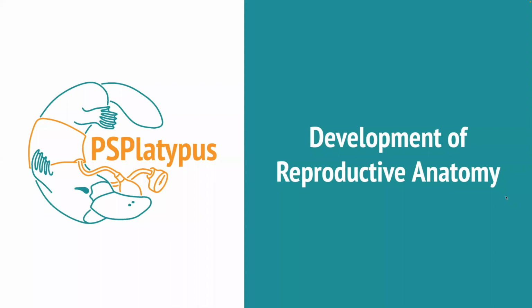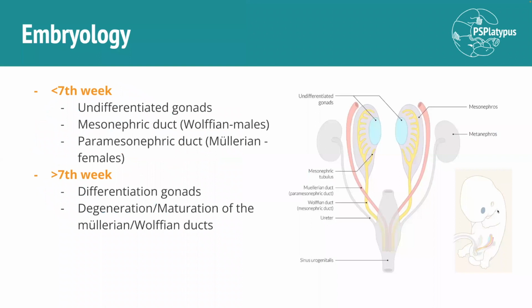So today we'll be doing the development of reproductive anatomy. So a quick revisit to embryology. Before week 7, we have undifferentiated gonads, the development of our mesonephric ducts and our paramesonephric ducts, also known as our Wolffian ducts, as well as our Mullerian ducts. These, after week 7, develop into our male internal reproductive system and our female reproductive system, respectively.